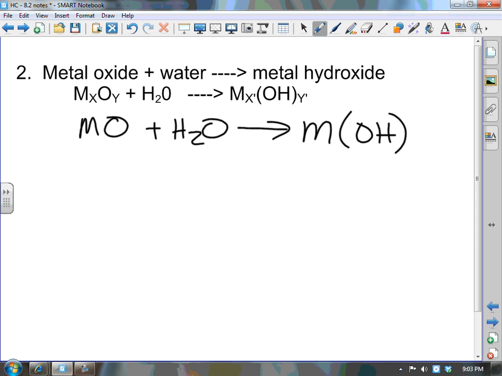Now, X's and Y's, we don't know what these subscripts are until we know what the metal is. But again, we see a reaction on the left-hand side, and it says a metal oxide plus water. We know, oh, it's got to make the metal OH. So let's say we start off with calcium oxide, and it reacts with water.